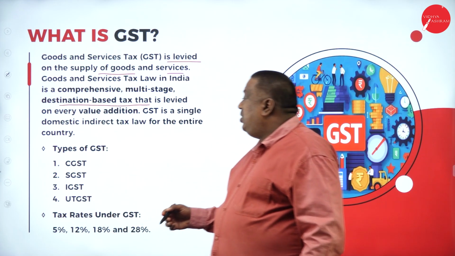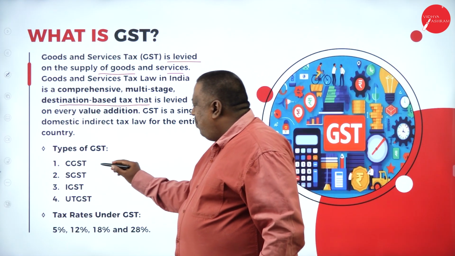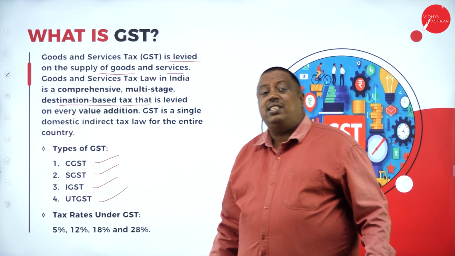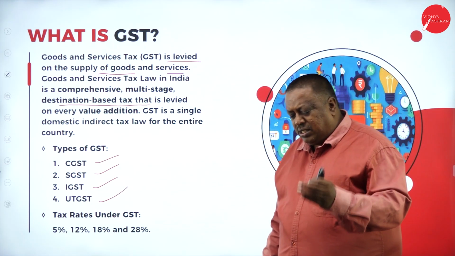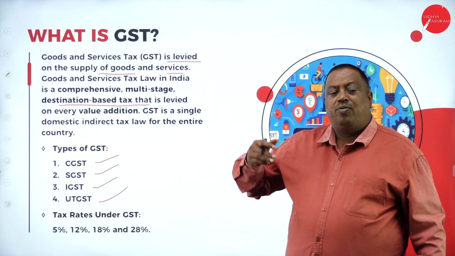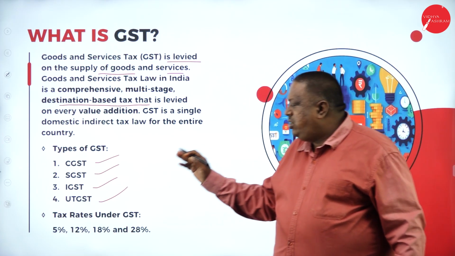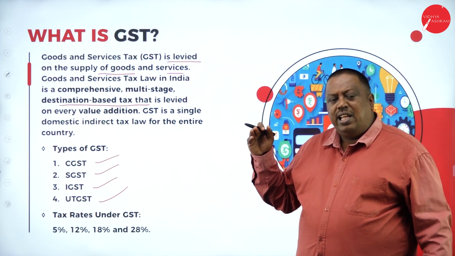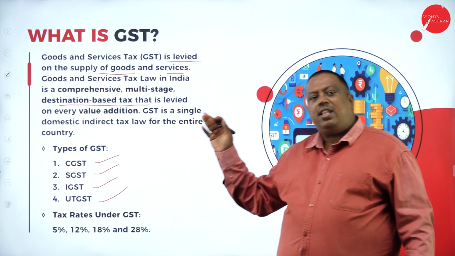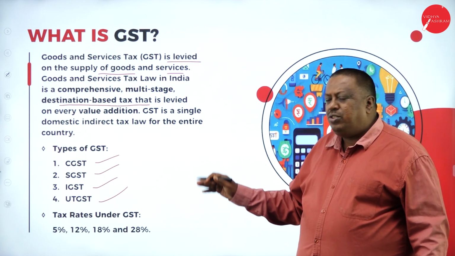How many types of GST are there? Now they have made it into 4: CGST, SGST, IGST, UTGST. What is CGST? CGST is nothing but Central Goods and Services Tax. Whatever is collected in the form of CGST will be remitted to the central government. SGST, the amount collected in the form of SGST, will be given to the state government. IGST is nothing but Integrated Goods and Services Tax. This tax will be given to the central government.